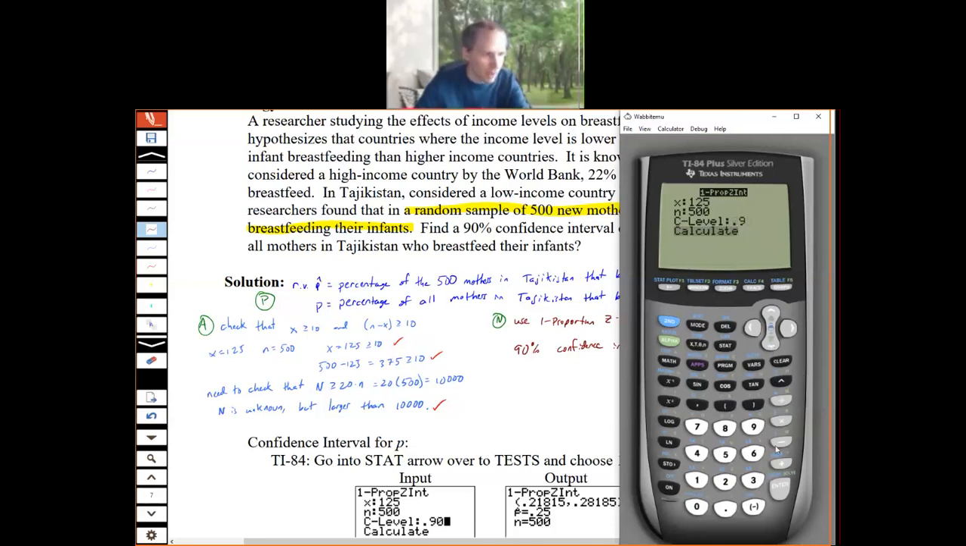Then I go down and I hit enter on this calculate button. And what it does is it gives me this interval. And it gives me a little bit extra. It tells me the sample size n, but I already told it n, so that's not really helpful. But it also tells me the p hat. In this case it's 0.25 or 25%. What that means is that in our sample, we had these 125 mothers. 125 is 25% of our sample, of the 500.